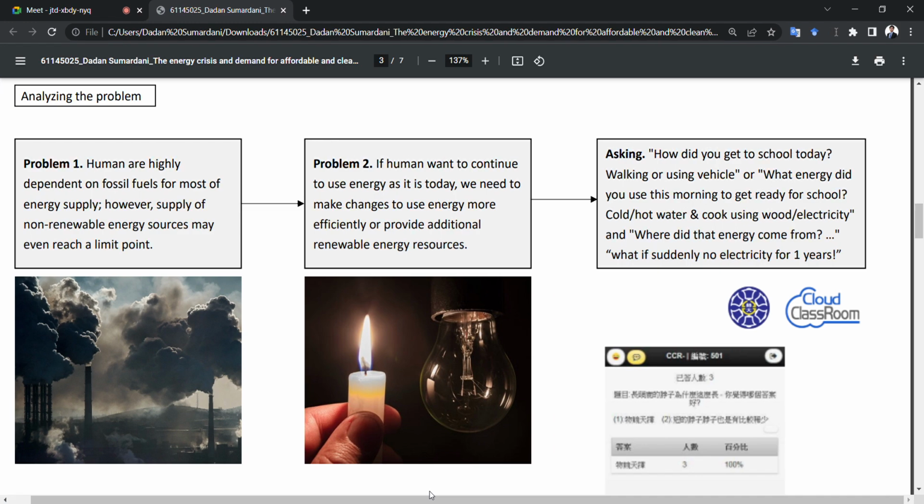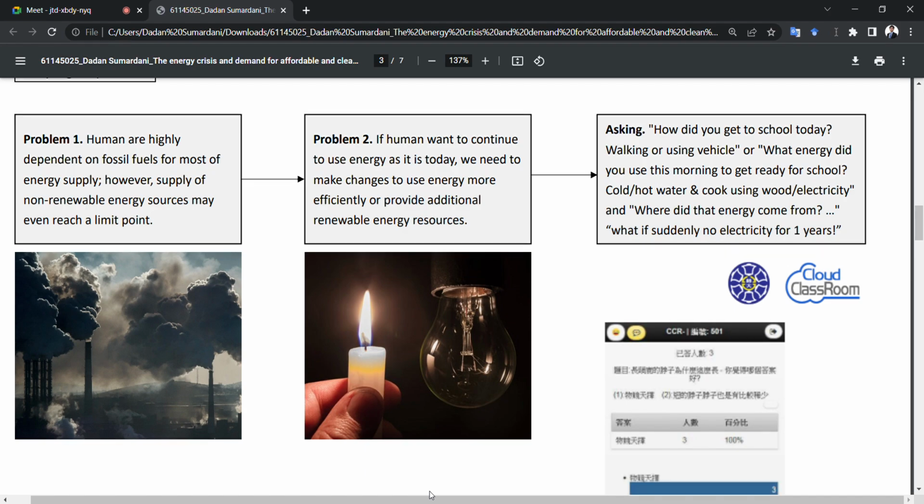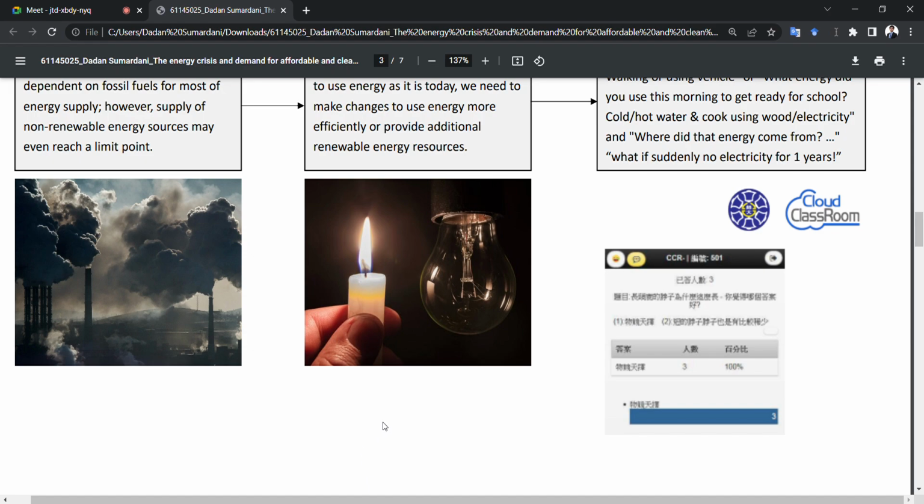Then we are asking students using CCR, how did you get to school today? Walking or using vehicle? Or what energy did you use this morning to get ready for school? Are you using cold or hot water? And cook using wood or electricity? And then where did that energy come from? And what if suddenly no electricity for 1 year? So basically, that is the kind of question that we can ask in CCR.